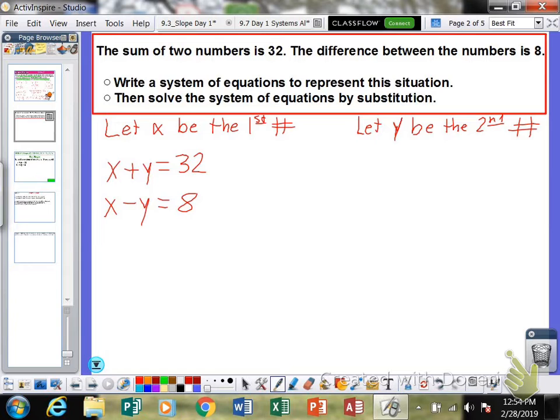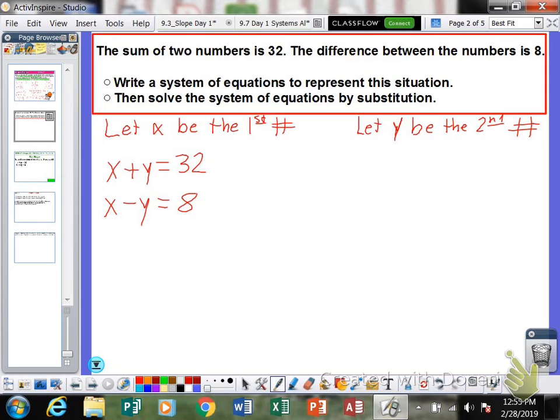Okay, so now we need to have a variable equal to something, right? Like we need to have x equals this or y equals that to be able to substitute. So in order to do that, we just have to manipulate these a little bit. And looking at these two equations, I'm going to manipulate the second one and find out what x equals. Okay, so I'm going to solve for x.